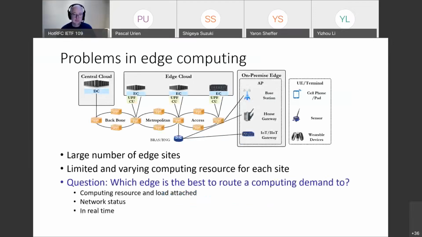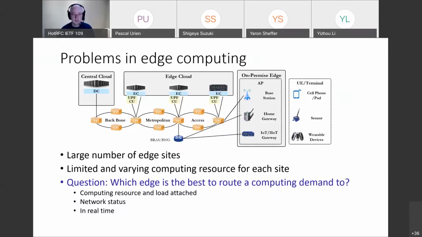This page tries to illustrate the problems in edge computing. With the increased deployment of edge computing from the operators, we find that there could be a very large number of edge sites. For example, there could be a couple of edges for each district within a big city. Another feature of the edge is they have very limited computing resources, and the computing resources are varying all the time for each of the sites. So naturally it comes to a question, which edge is the best to route a computing demand to?